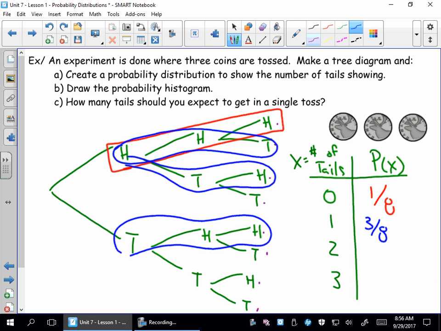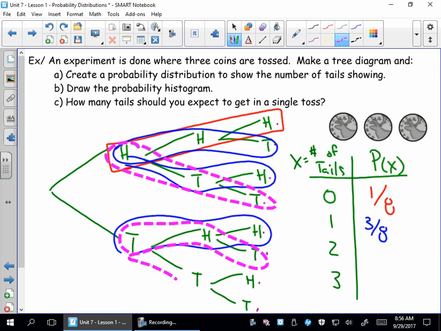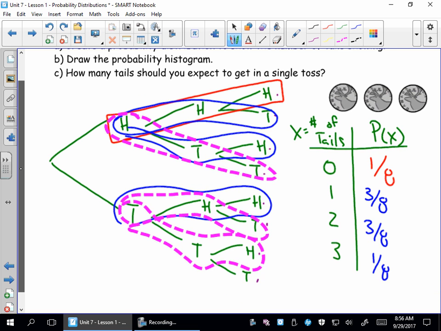2 tails, go through and count them. You could probably find them pretty quickly. We have, let's try this one here, head, tail, tail, there's 1 path. Tail, head, tail, there's 2 paths. And tail, tail, head, there's 3 paths. So again, we have 3 out of 8. And 3 tails, well, there's only 1. 1 out of 8.